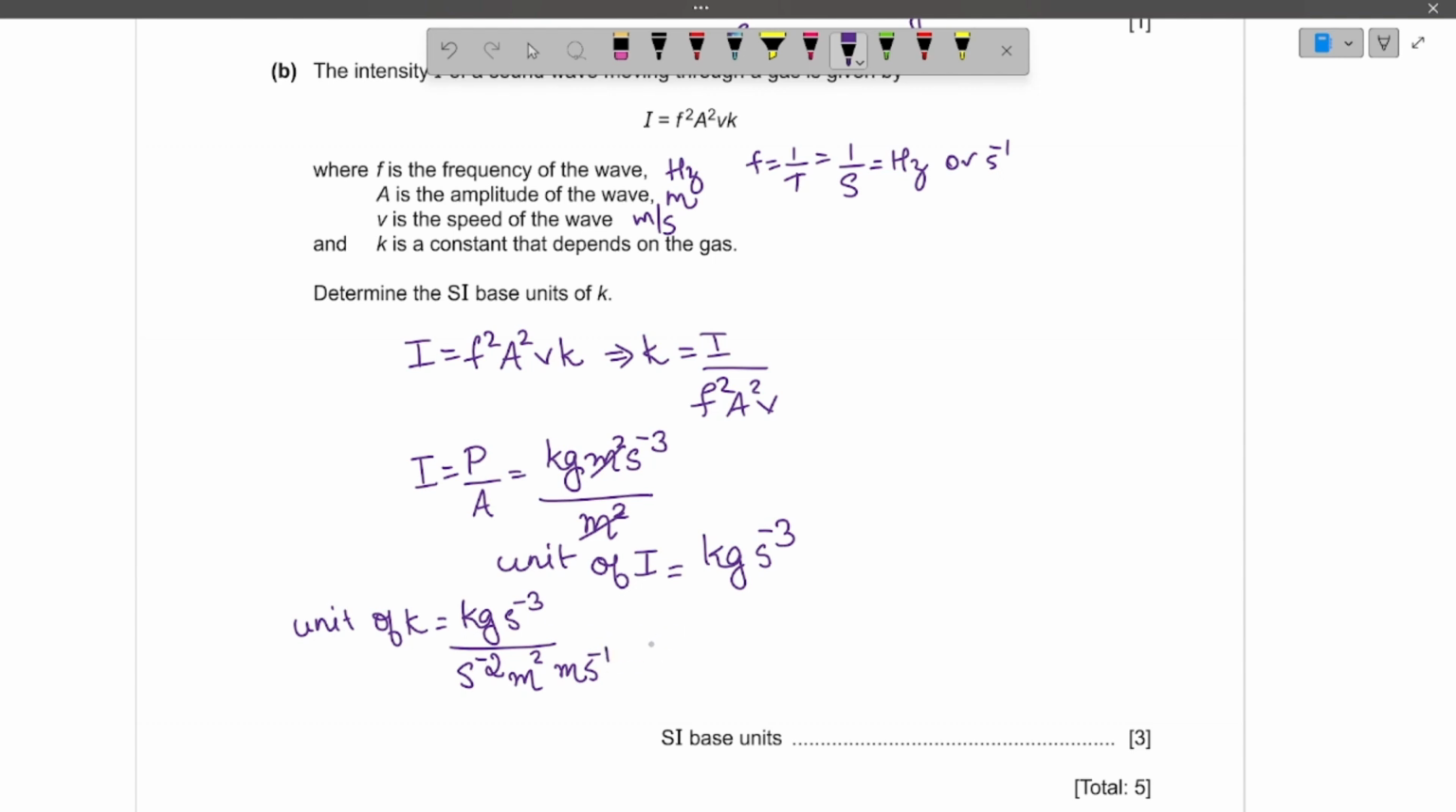So here you may find that kg s⁻³ divided by, you can just rearrange it like this, m³ and s⁻³. Both the denominator and numerator have s⁻³, so it will get cancelled. So you'll be getting kg m⁻³. So the base unit of k, the constant, is kg m⁻³.